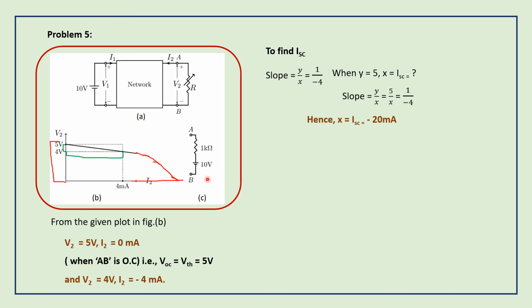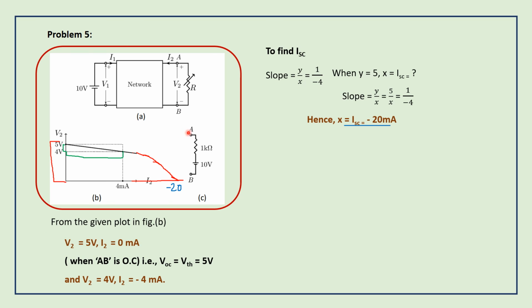That means when it reaches minus 20 milliamps, V2 becomes 0. V2 is decreasing linearly to 0 at I2 equal to minus 20 milliamps. At minus 20 milliamps, V2 will become 0. So this is the short circuit current. We have found out the short circuit current from the slope condition. With this short circuit current, we can find out the Thevenin's resistance also.